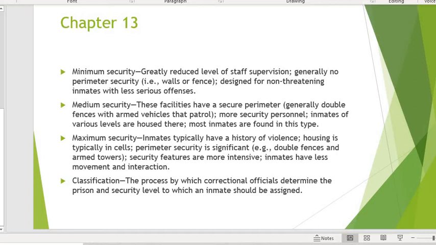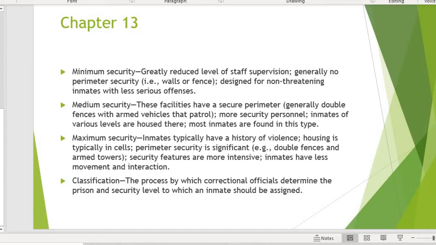Security features are more intensive. Inmates have less movement and less interaction. So that's a big part of these maximum security facilities, is you spend a lot of time alone. You may spend most of the day in your cell, maybe getting an hour or something to get out of the cell and do some exercise, walk around, that sort of thing. But again, you may be limited in the amount of contact you have with other inmates. And this is considered to be a form of punishment when you're kept alone a lot. That's used as a way to punish people because inmates don't like it. They'd rather be around other inmates.